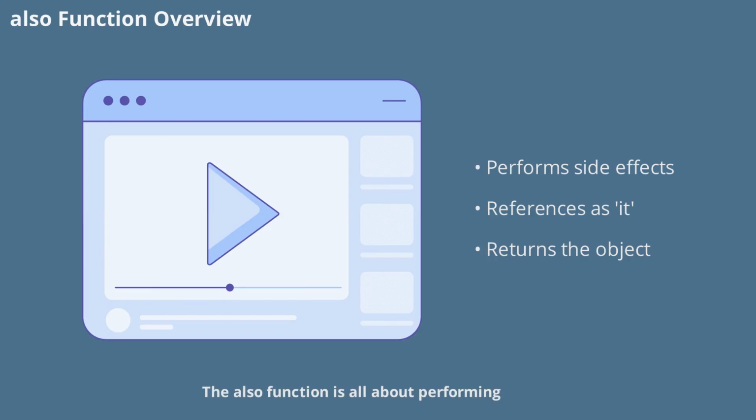Also function is all about performing side effects without altering the object itself. Like let, it references the object as it, but it returns the object, not the lambda result. This makes also perfect for tasks like logging, validation, or debugging, anything you want to do alongside your main logic without changing the object. Think of it as taking a photo of your car for insurance before you drive away. You still have the same car, but now you have a record.